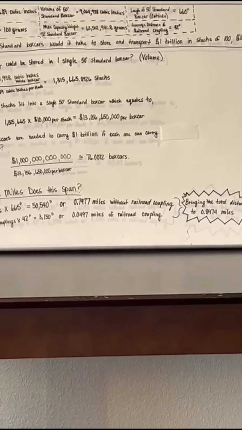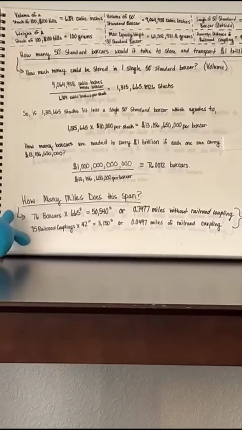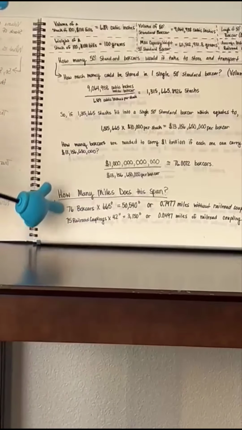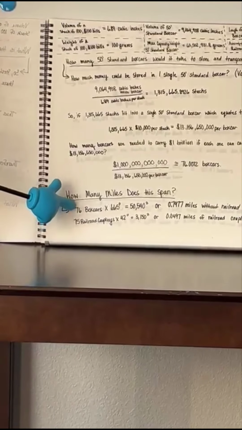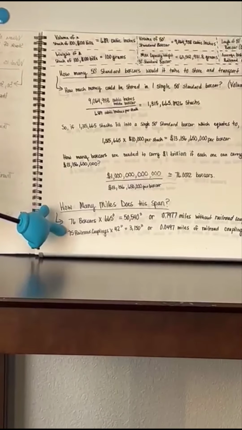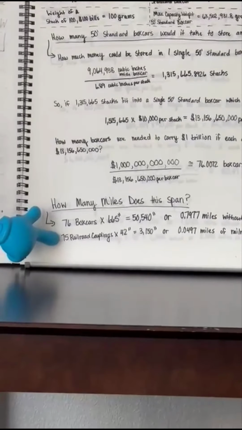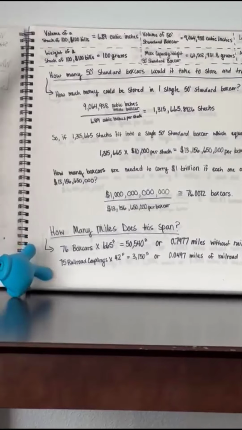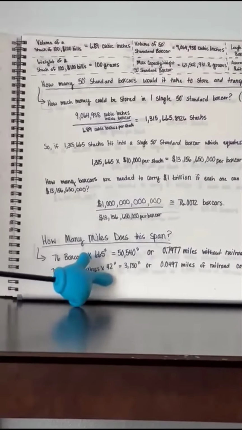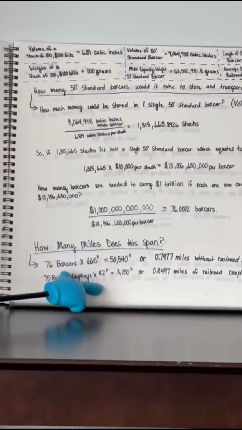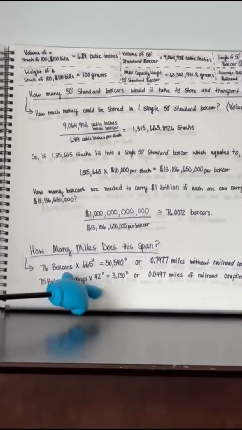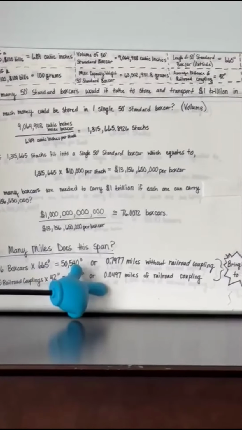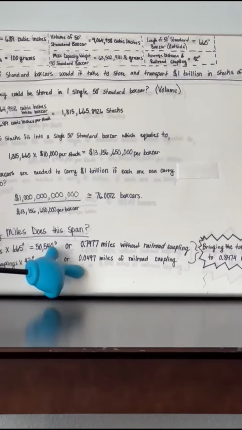If we wanted to add in the railroad coupling, we know that there will be one less space, one less railroad coupling than the number of our boxcars. So if we have 76 boxcars, then that means there are going to be 75 spaces and railroad couplings in between these boxcars. Okay, so we're going to take the 75 railroad couplings and multiply that by the average distance in between, which is 42 inches, giving us a total of 3,150 inches, or 0.04 miles of railroad coupling.